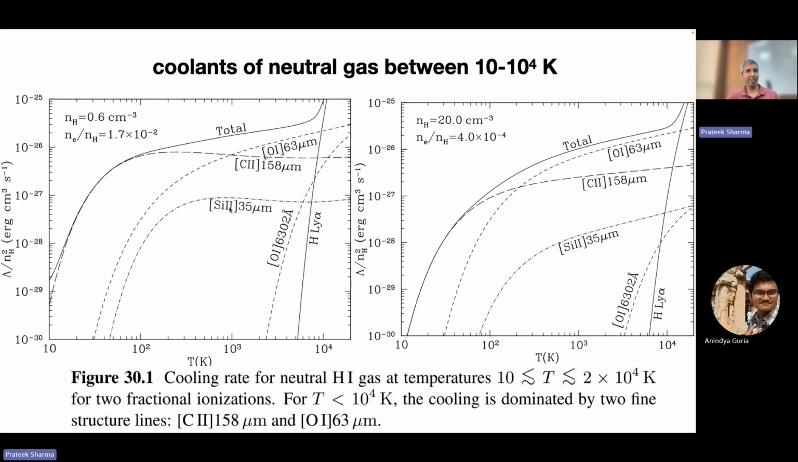Then this is silicon, singly ionized silicon. This is neutral oxygen. Now here you see, as soon as you cross about 5,000 to 6,000 Kelvin, this Lyman alpha shoots up. In fact, this is not even shown here. And the reason it shoots up is that at about that energy, the atoms have enough energy to excite the n equals 1 to n equals 2 transition, which can collisionally get excited and get de-excited by emission of a Lyman alpha photon. Okay?